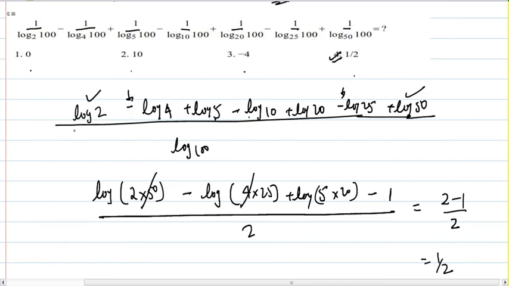What property did I apply in the first step? If you come across log of A base B, it is same as 1 upon log of B base A. How do I know that I must apply this property? I see 100 is common in every term. So if I reverse this, I will have log 100 common in all the terms. So your answer is 1 by 2. This is, I think, the second question from the afternoon slot based on logarithms. Let us go further.